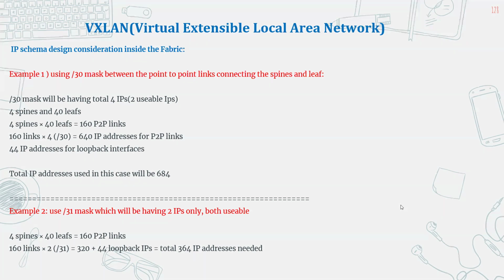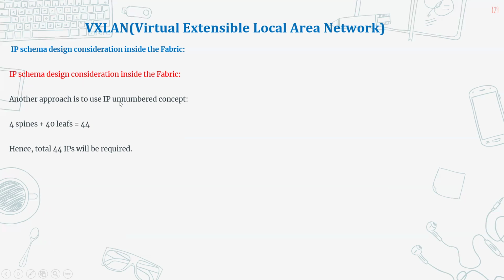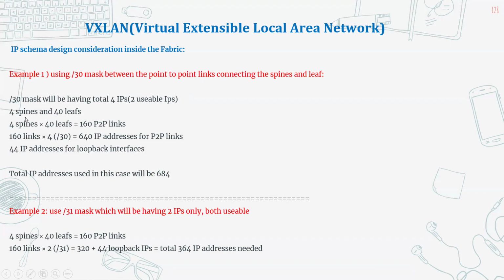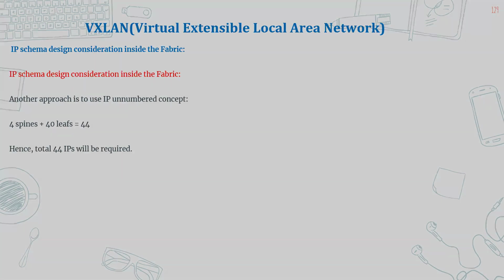There is one more efficient method. We can use the IP unnumbered concept. For all the loopbacks and interfaces, we can use the same IP. So 4 spine plus 40 leaf switches, a total of 44 devices, so only 44 IPs will be required if we consider the IP unnumbered schema. According to our design, we can configure the IP schema. So I have shared with you all the IP schemas that can be defined. You can use /30, you can use /31, or you can go with the IP unnumbered concept.